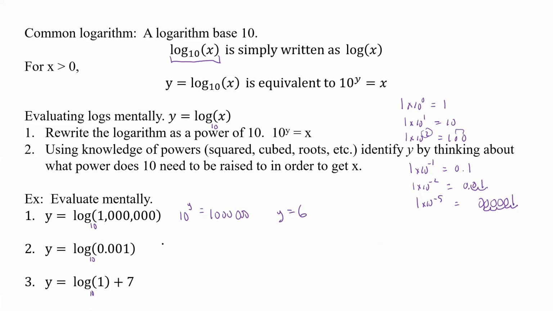Now this one we have 10 to the y is equal to 0.001. Remember, we just have to move our decimal to the right until we have 1 point. So we go 1, 2, 3. So y is equal to negative 3, because to get back there from this point, we had to go left 3. So it's a negative 3. And if we had to put it in here, we could have had a 3, and that would have been 0.001.